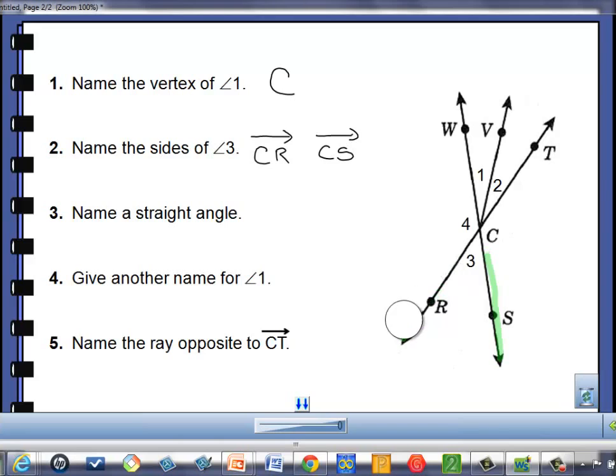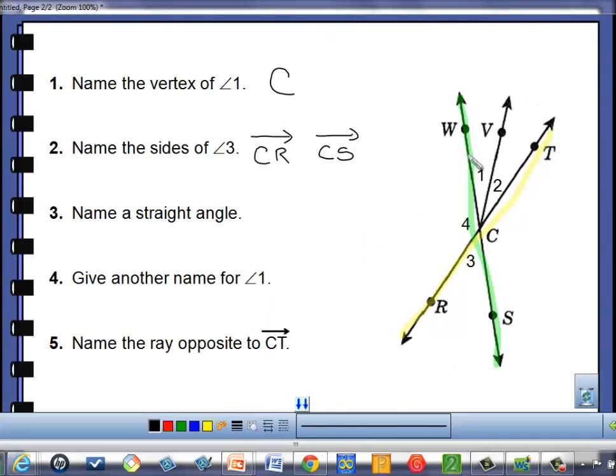All right, question number 3 is name a straight angle. And you have a couple options in this diagram. A straight angle is a straight line. So find a straight line, and one of those is this line I'm tracing over in green. You also have another line that I'll trace in yellow, which is this line right here. So you can name either one of those.